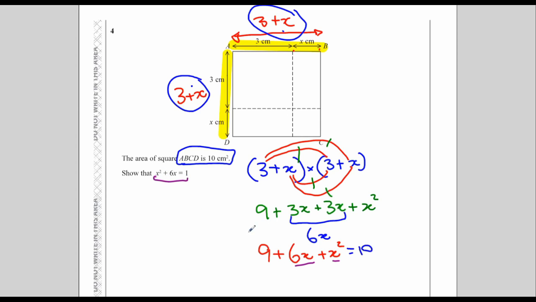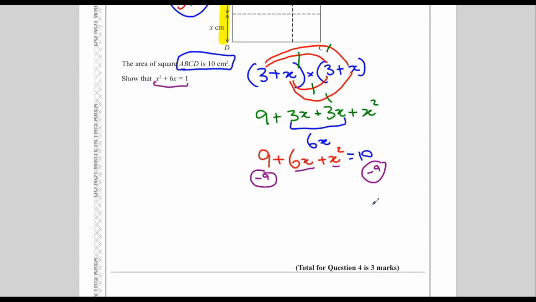So to make it look like this, let's take this 9 away. So minus 9 from both sides of the equation to keep it fair. And then you get 6x plus x squared equals 10 minus 9, which is 1. Now, it doesn't matter if you write x squared add 6x or 6x add x squared, they're the same thing. So we've proved it.